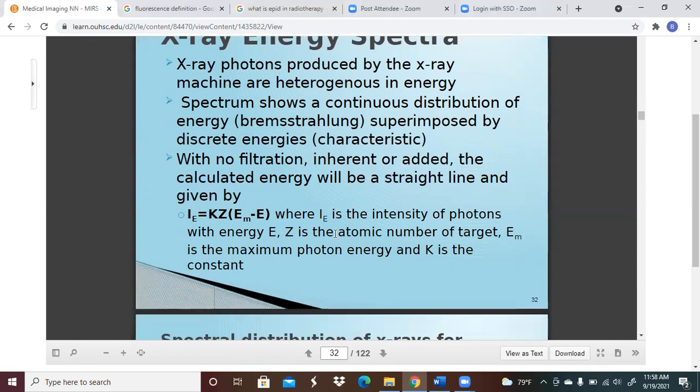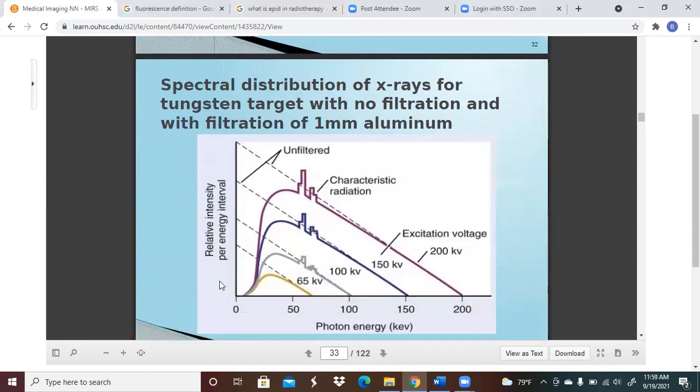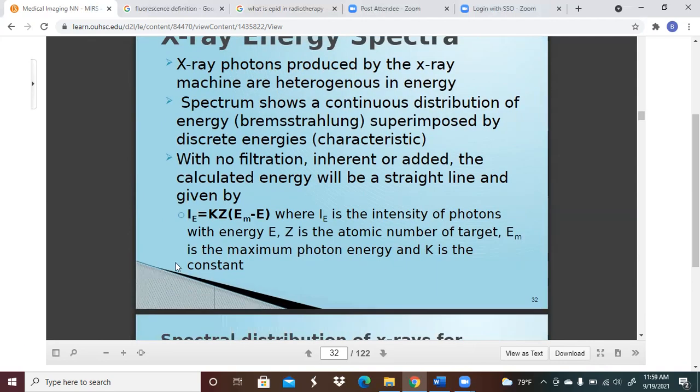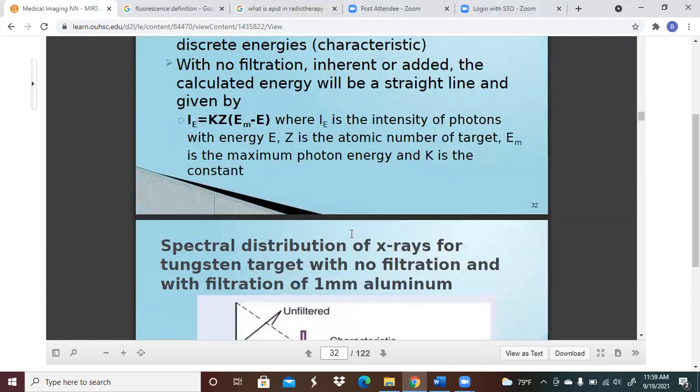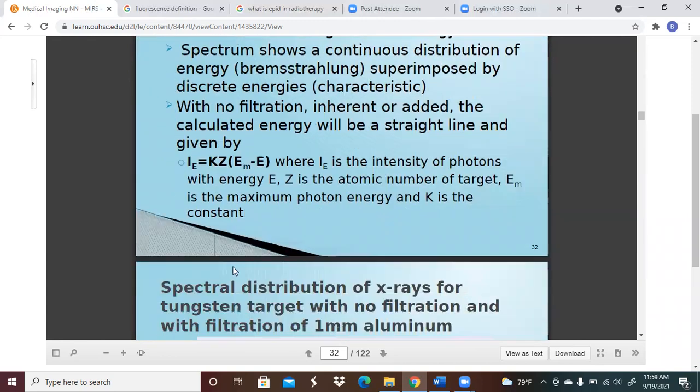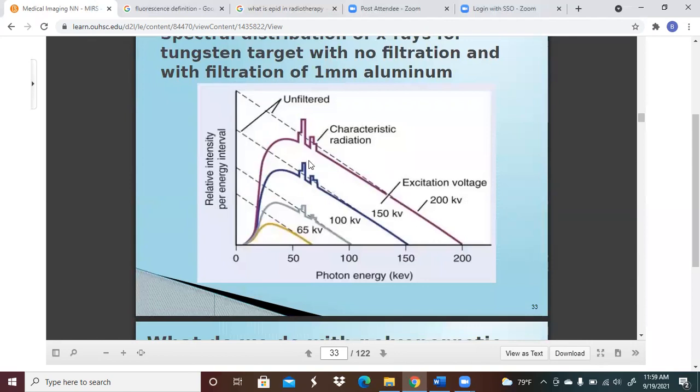So with no filtration, inherent or added, the calculated energy is going to be a straight line given by this. So I sub E is going to be the intensity of photons with energy E, Z is going to be the atomic number of the target, E sub M is going to be the maximum photon energy, and K is going to be the constant. So you can see those lines being drawn here. You got the relative intensity, which is what this is referring to. And then you've got the photon energies down here. So you put all that information in there and boom, this is what it would look like if it were completely unfiltered.